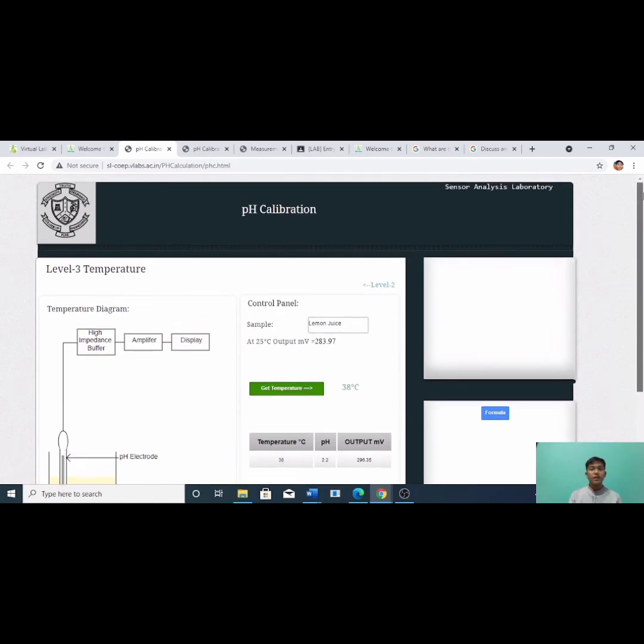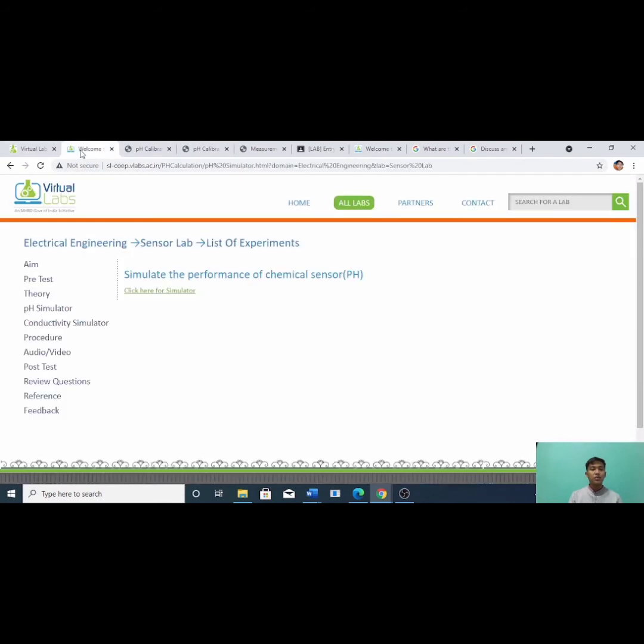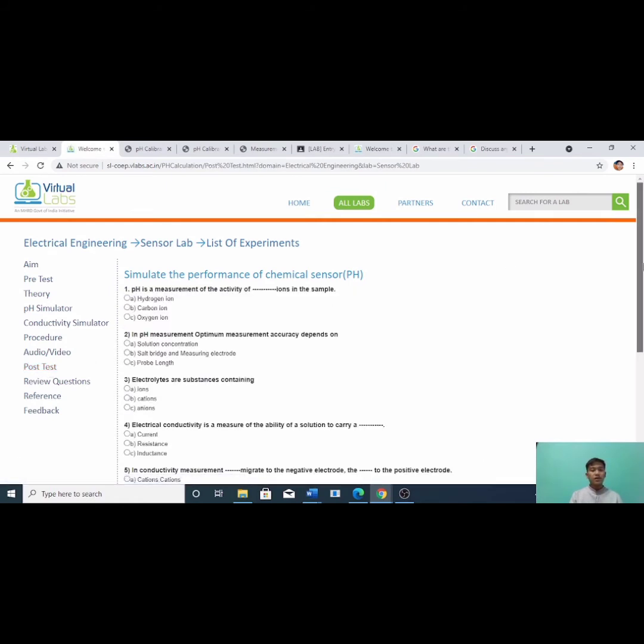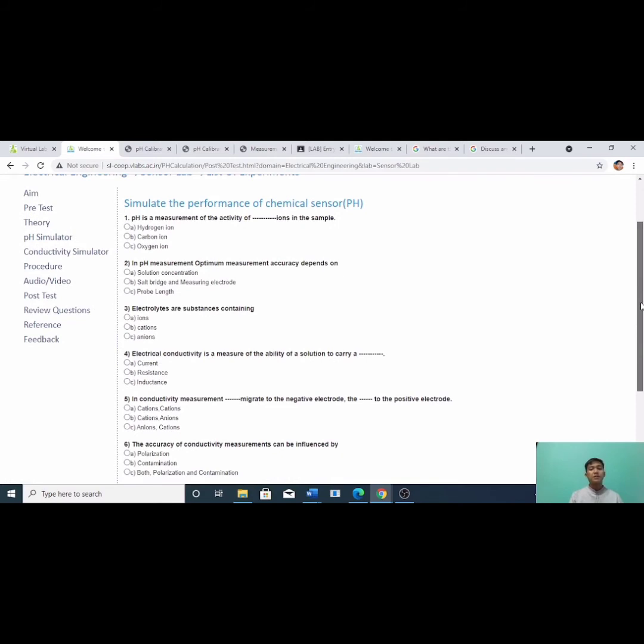After the calibration, let's go back to the procedure discussion. After we're done with the pH simulator, let's do the post test by clicking the post test here. Number 1: pH is a measure of the activity of what ions in the sample? A. Hydrogen ion. B. Carbon ion. C. Oxygen ion. The answer is letter A.